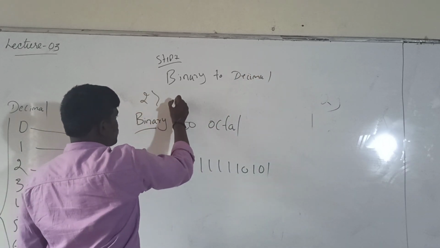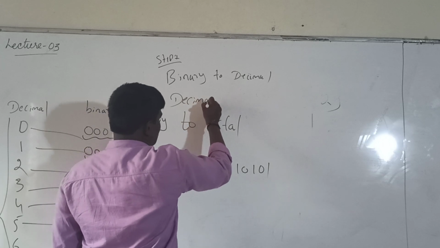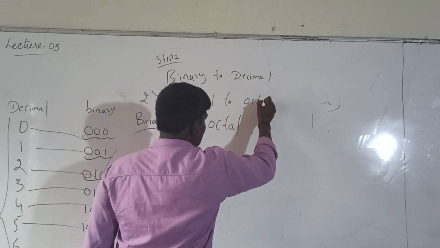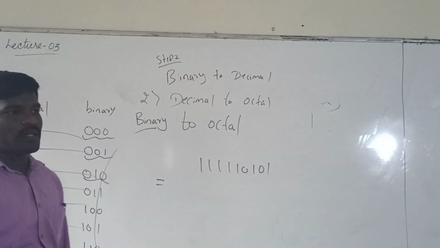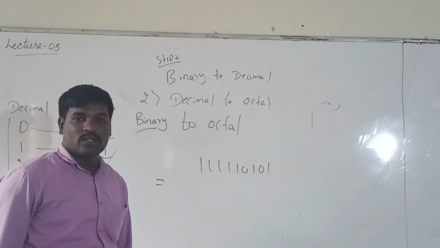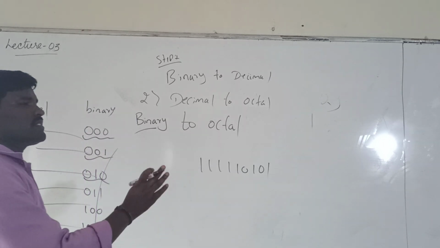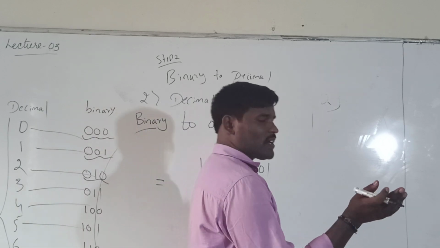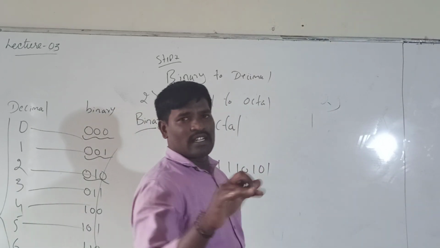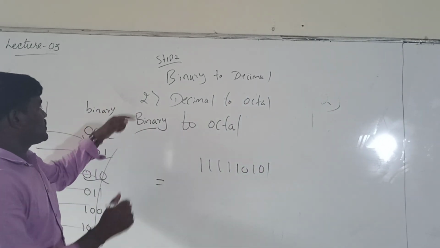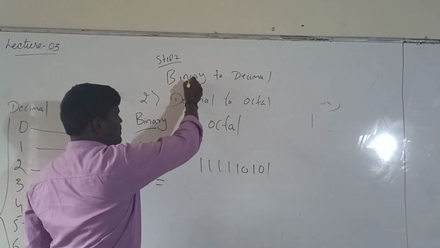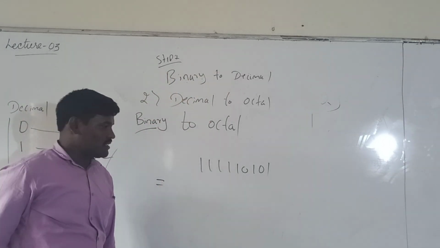Step 2, decimal to octal. So you already know how to convert decimal to binary, decimal to octal. If it is binary, divide by 2; if it is octal, divide by 8; if it is hexadecimal, divide by 16. So here, step 1 is first you convert the binary to decimal.